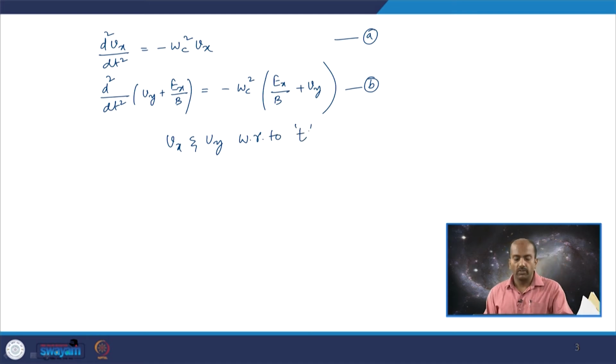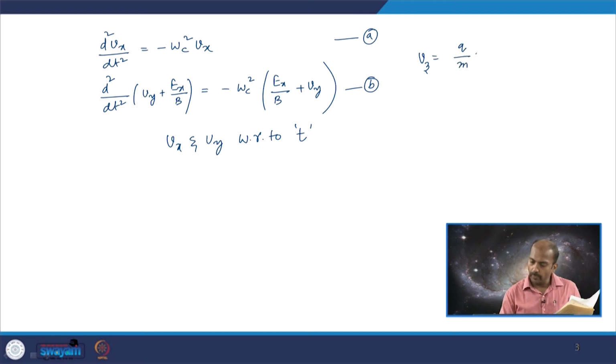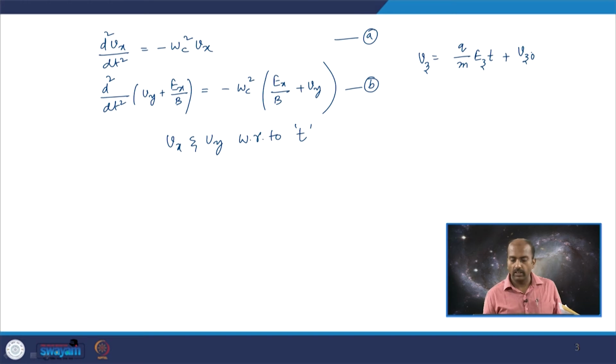What is particular about this is that Vx and Vy will tell you how the velocity of the particle behaves. So, what happened to Vz? In combination with these two, we also have Vz. Vz is omega c q by m Ez times t plus Vz naught. So, this is not a second order differential equation, rather this is a solution itself. Let us call this equation C for reference.